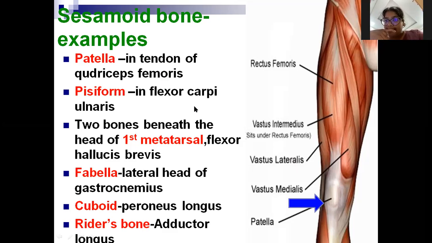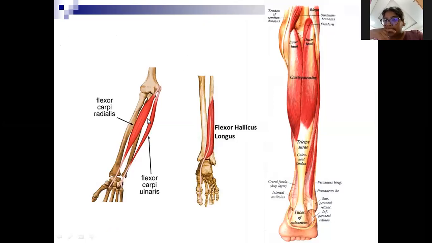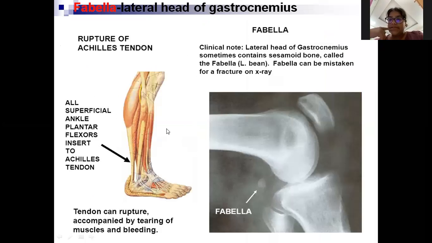The other details, if you can remember, anyhow, I will share this PowerPoint. One more example: pisiform is developed in the tendon of flexor carpi ulnaris. See, this is flexor carpi ulnaris, we see in the upper limb. So here the bone develops, you call it a sesamoid bone. Like that many are there.